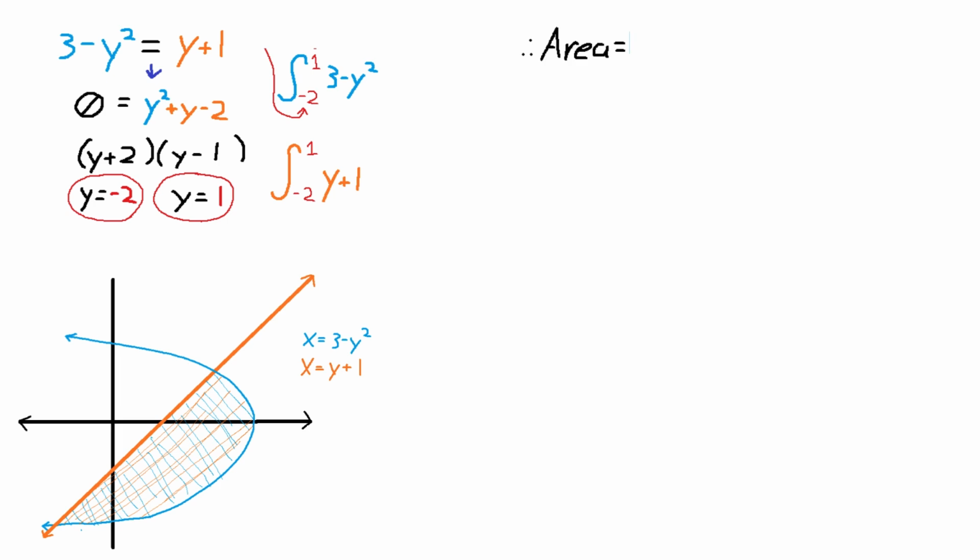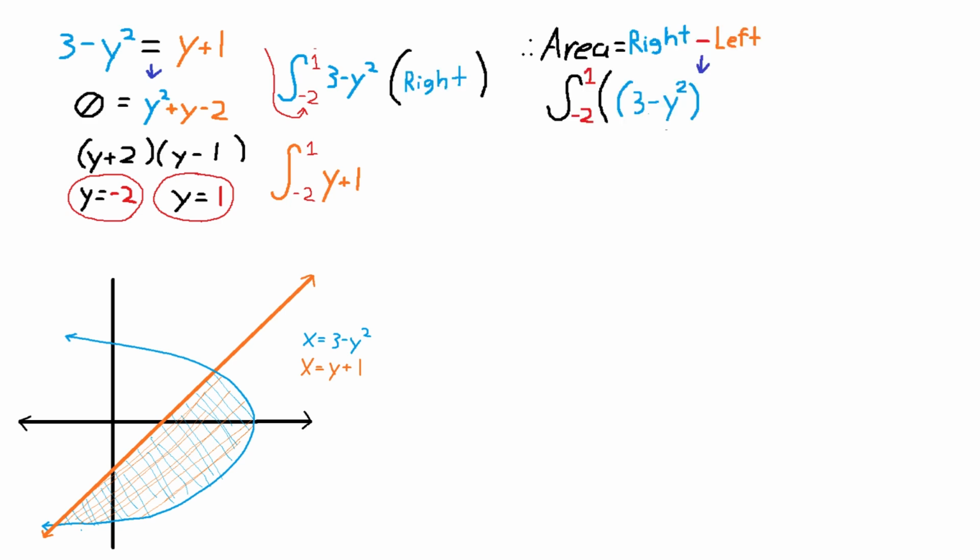So when setting this up, the order that we subtract our functions is a little bit different. We're not going to do top minus bottom. If you were to do top minus bottom, you'd have to do it in 2 steps. That's a little more difficult. So we're going to do right minus left. The rightmost function, the blue function, x equals 3 minus y squared, minus the left function, the orange function, x equals y plus 1.